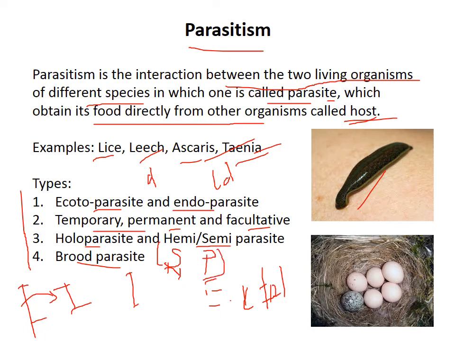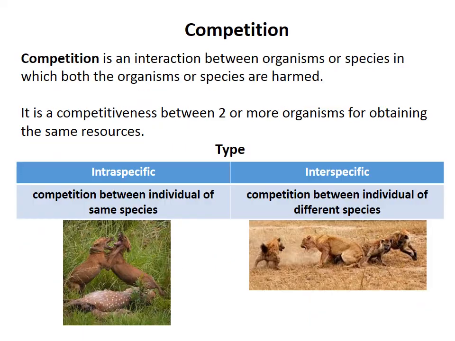Social parasite, that is the cuckoo laying its egg in the nest of the crow. So this is a social parasite. Then competition. Competition is the interaction between two organisms in which both of the organisms are harmed.